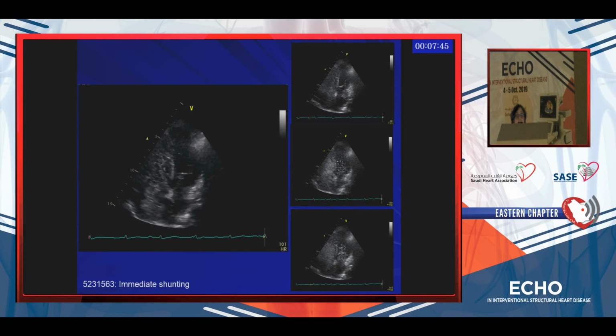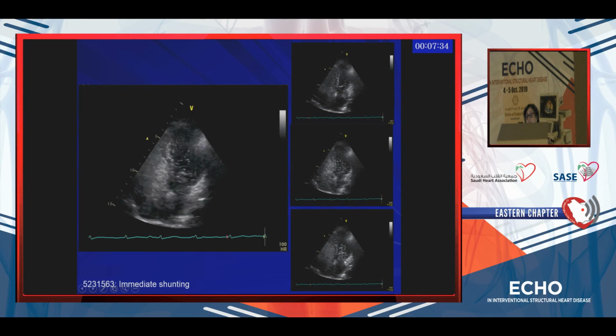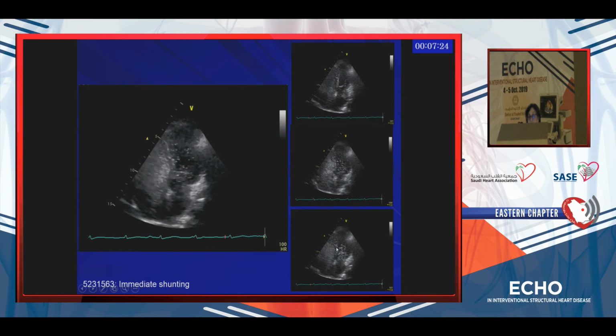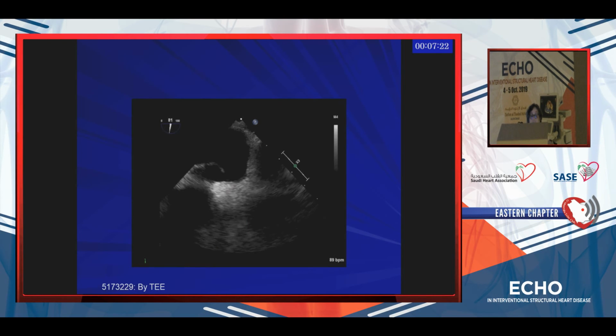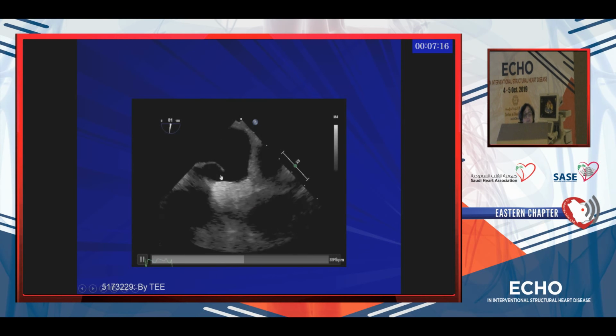A bubble study can be done, and like Dr. Sami said, within 3 beats, and this is immediate appearance of the bubbles on the left side, so paradoxical shunting, and these are the still frames to show you the bubbles. You can see it by TEE, of course, and this is a fantastic case of a patent foramen ovale.